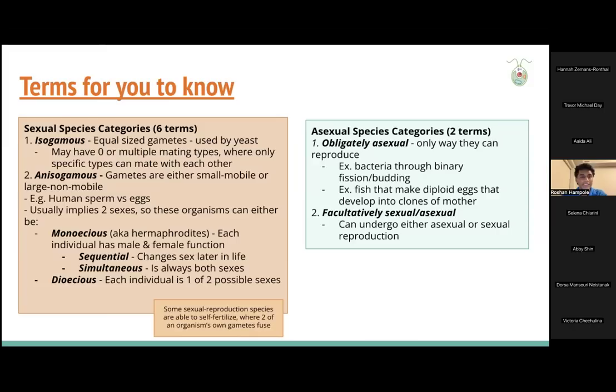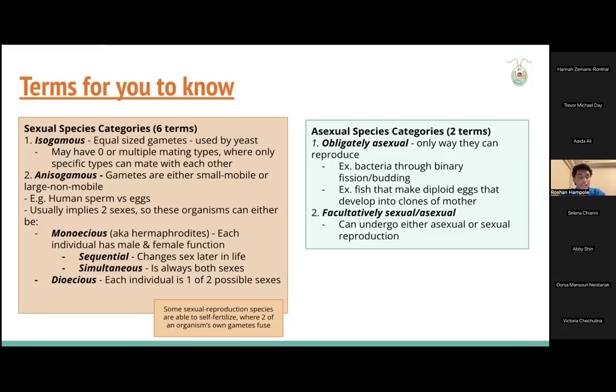So with isogamous, you can more or less just think of it as all the gametes between all the individuals look the same. Whereas with anisogamous, you have sperm, eggs, they're super distinct from each other. The only other thing to know for isogamous species is that they have this concept of mating types. So they may have 0 or multiple mating types.